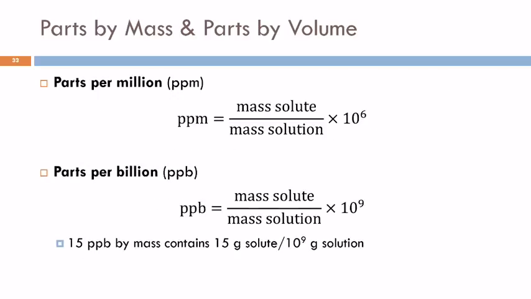Parts per million, we're multiplying by 1,000,000. Parts per billion, we multiply by 1 billion. And these are abbreviated ppm and ppb. You'll see these a lot in the water report that the city sends out about water quality. And it'll say, well, you know, the lead is this many parts per billion or whatever.